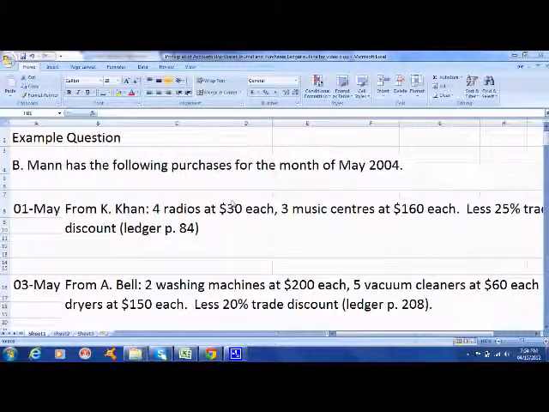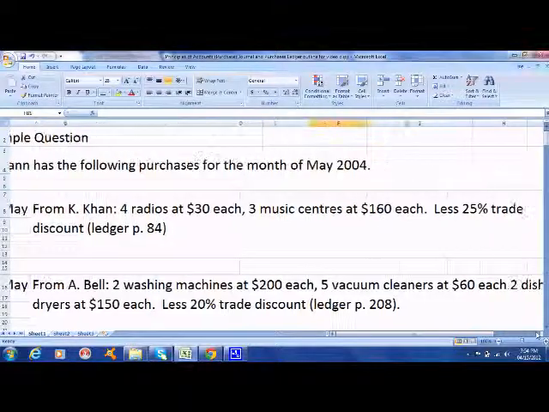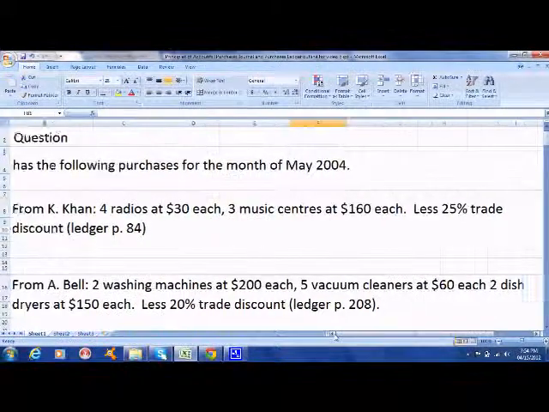Yes, please view this question. B-Man has the following purchases for the month of May 2004. May 1 from K-Can, 4 radios at $30 each, 3 music centers at $106 each, less 25% trade discount.